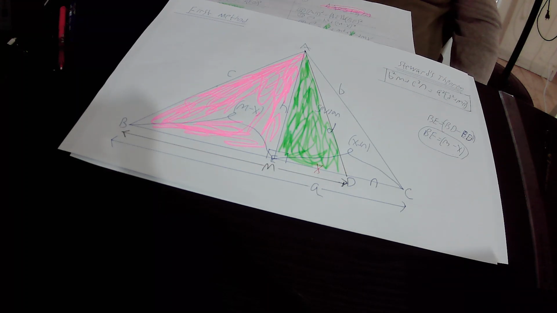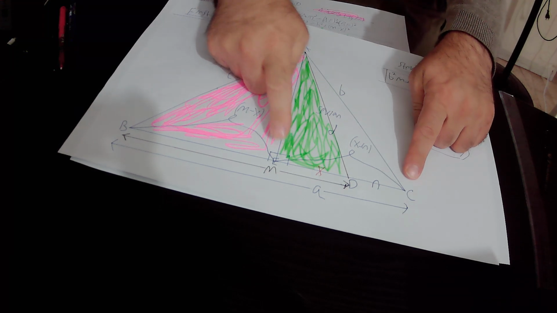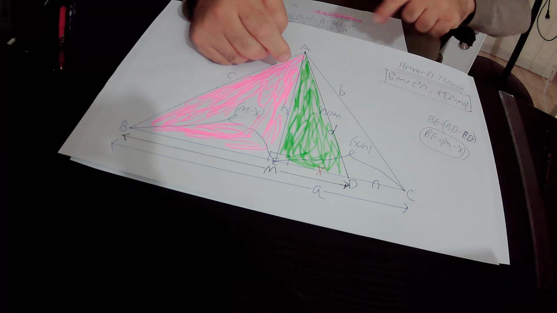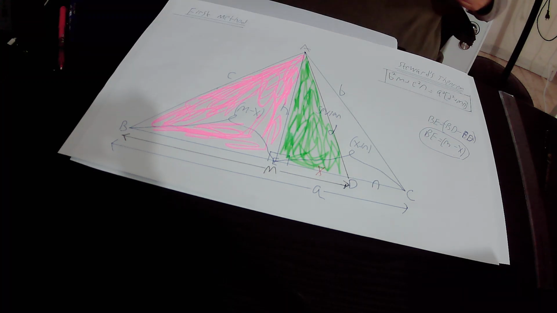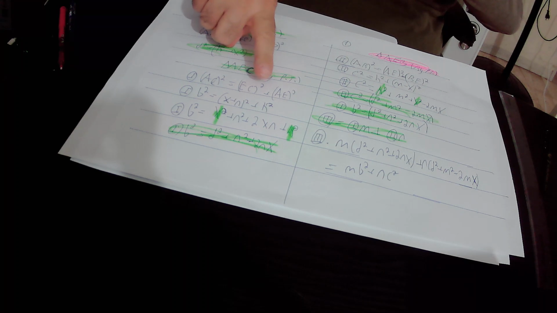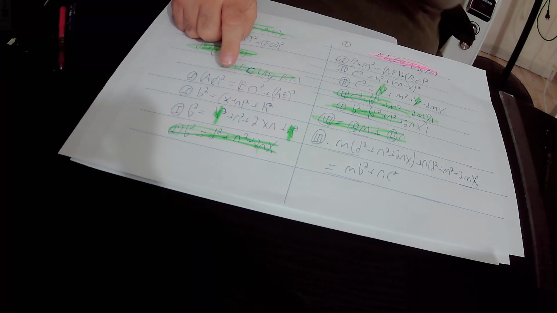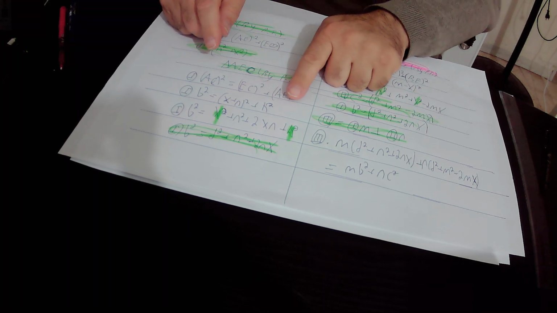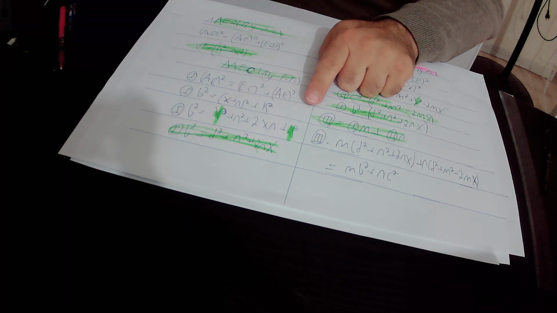Here, EC equals X plus N, AM equals H, and AC equals B. Therefore, according to the Pythagoras theorem, we get that B squared equals (X plus N) squared plus H squared. We open the brackets on this side of equation number 1 and find that B squared equals X squared plus N squared plus 2 times XN plus H squared.